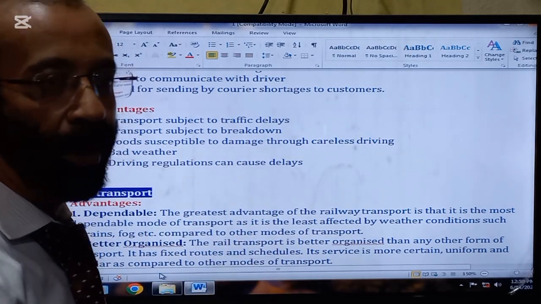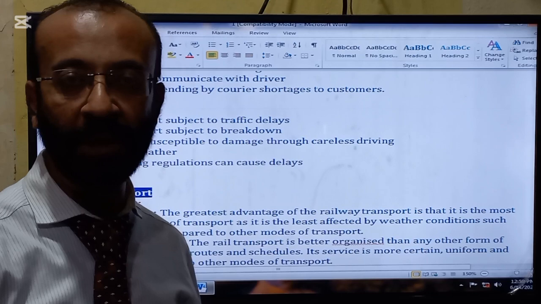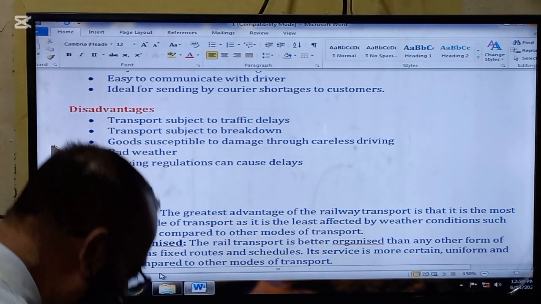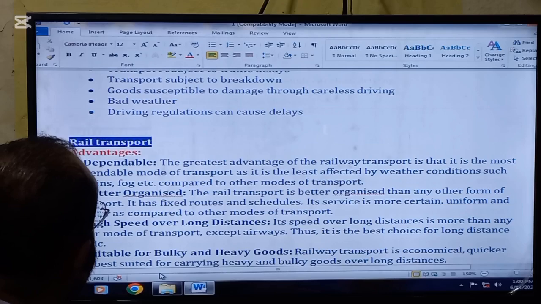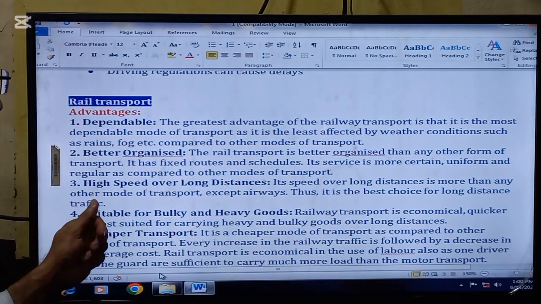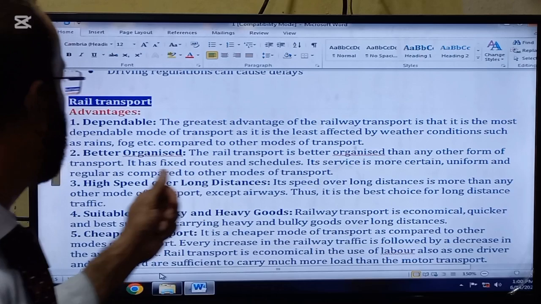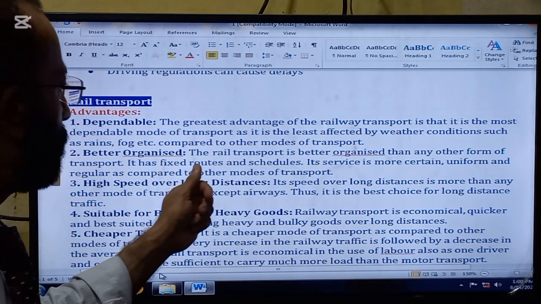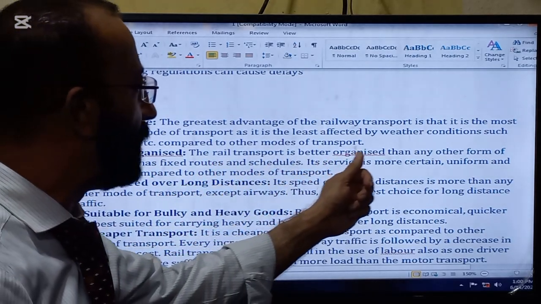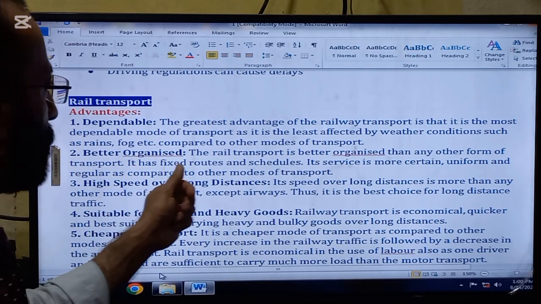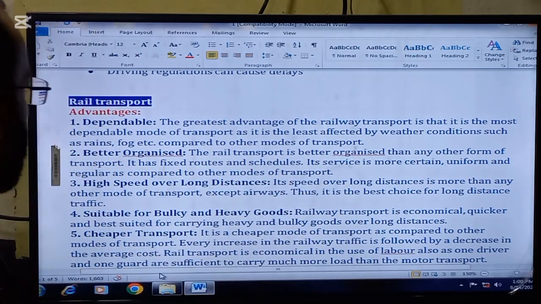The next mode of transport that we are going to read is rail transport. The advantages of rail transport are dependable. The greatest advantage of rail transport is that it is the most dependable mode of transport, as it is the least affected by weather conditions such as rain, fog, etc. compared to the other modes of transport.